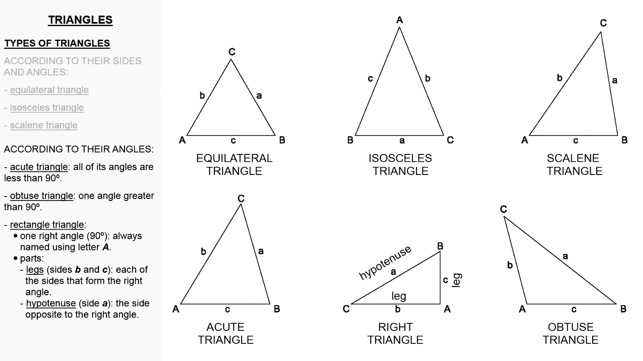The right angle is always named using capital letter A, so the hypotenuse, being its opposite side, is also named using letter a, minuscule in this case. Then, the legs are always named using minuscule letters b and c, and the vertices that bound the hypotenuse are named using capital letters B and C, always remembering to name the elements counterclockwise.